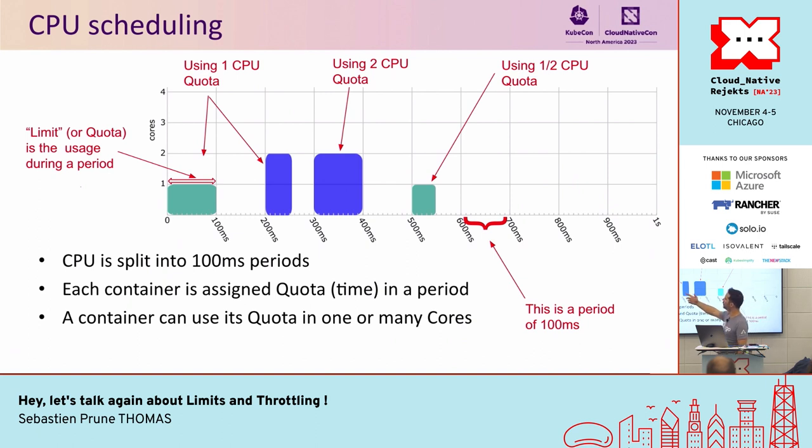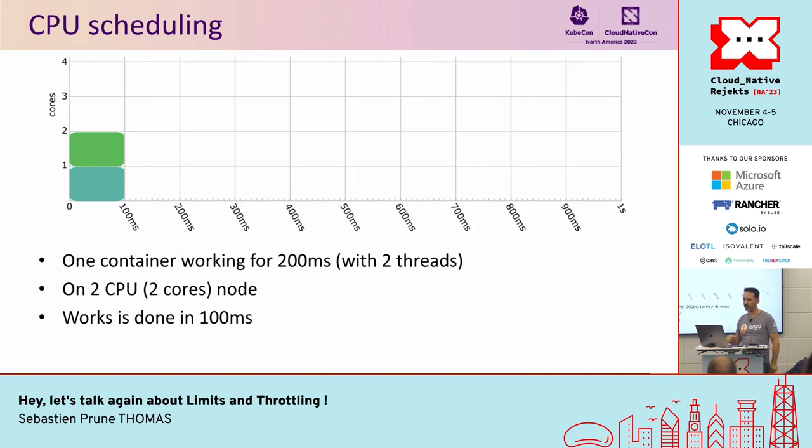So here you have the quota. If you use one CPU, you get the usage of one CPU during one period. Or you can get 2 CPUs, but for half a period. Or if you use 2 CPUs, you can have 2 CPUs for one period. I think you understand now. If you set half a CPU, you get half a CPU, and that's exactly what you get. But again, it's tied to a 100 millisecond period.